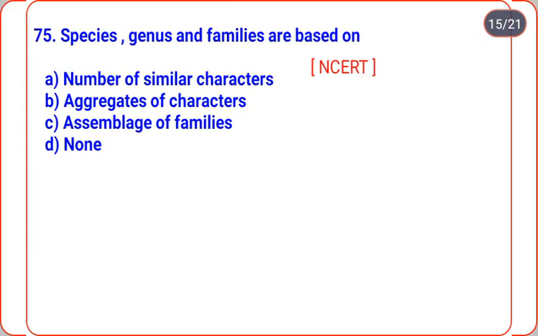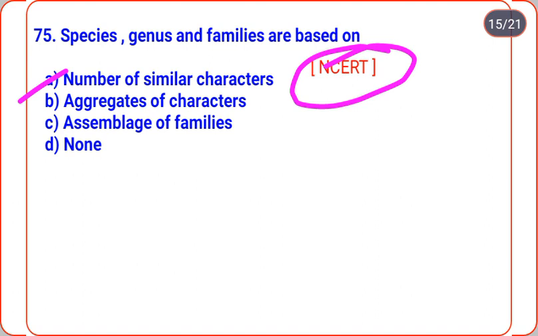Okay, next, question number 75. Species, genus and family are based on: option A, number of similar characters; option B, aggregates of characters; option C, assemblies of families; option D, none. So question number 75, species, genus and family are based on option A, which is your correct answer. That is exactly from the NCERT book.